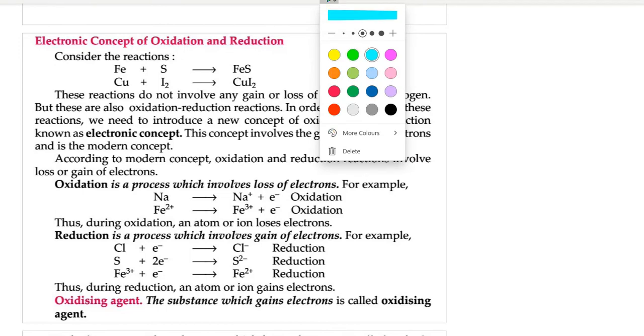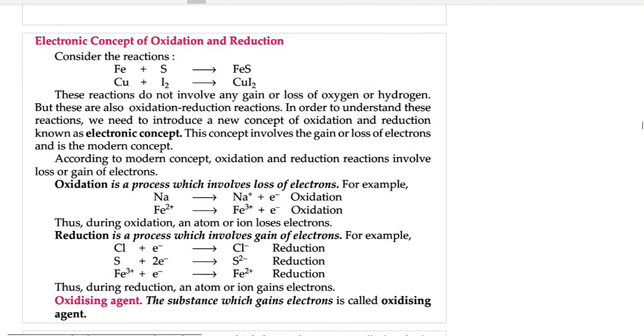you have to consider a few equations here. Fe plus S gives you FeS. There is no hydrogen, no oxygen. Remember this. Cu plus I2 gives CuI2. Ferrous or iron plus sulfur gives ferrous sulfide. Copper plus iodine gives copper iodide. Now there is no oxygen or hydrogen here, but still they are known as oxidation reduction reactions. Why are they known as oxidation reduction reactions? Because there is gain and loss of electrons in these kinds of reactions.